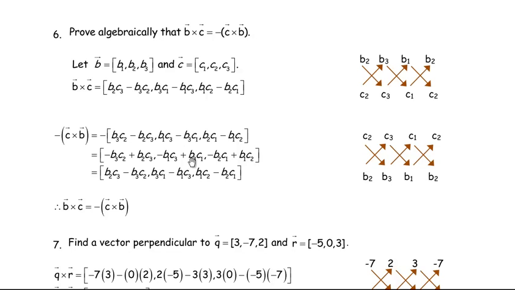All the signs change. And so I'm going to rewrite this with the positive first, so B2C3 minus B3C2, B3C1 minus B1C3, and then B1C2 minus B2C1, and this is exactly the same vector as up here. So therefore B cross C is equal to the negative of C cross B. So that's an example of an algebraic proof of vectors.